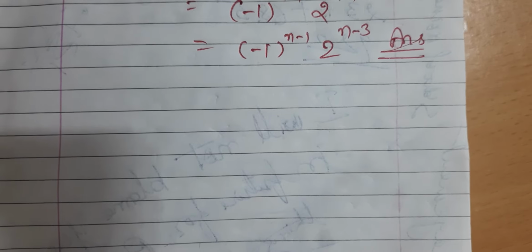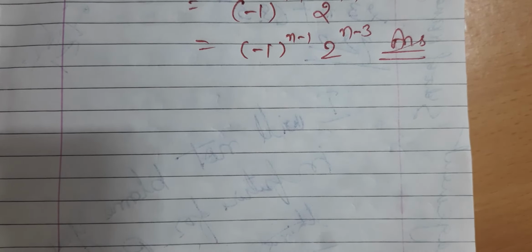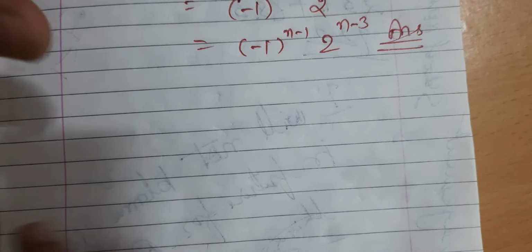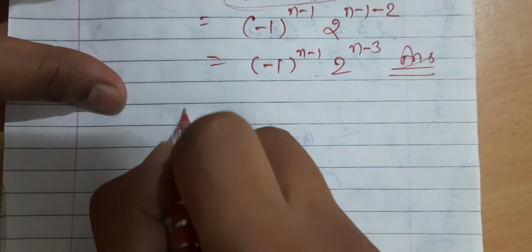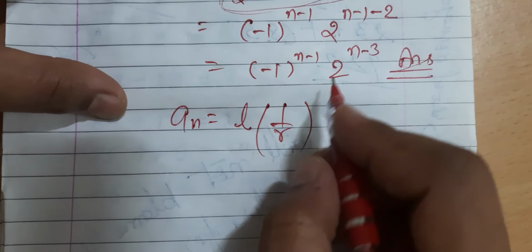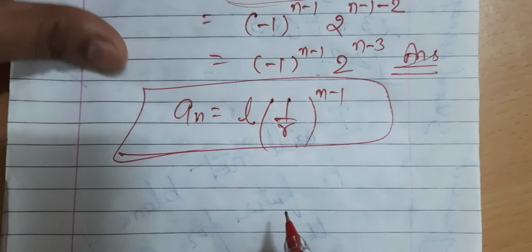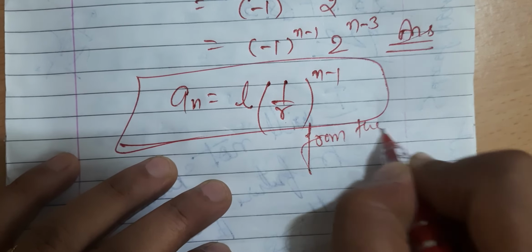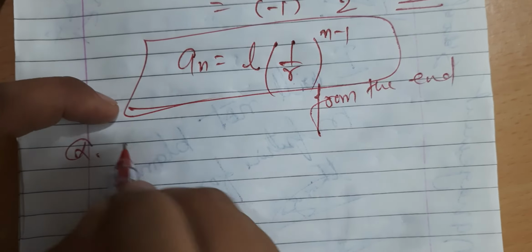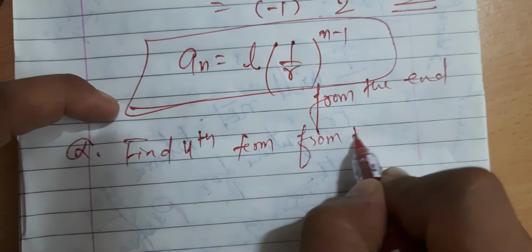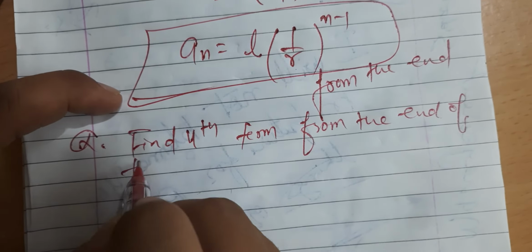Now another type of question is: find the 4th term from the end of the GP. It means if we are given a GP and we have to find the 4th term but from the end. So in that case you just do one thing. You simply use this formula, nth term equals to L into 1 by R raised to the power n minus 1. Here L is the last term and R is the common ratio. This formula we will use when we have to find any term but from the end. Like in this question, find the fourth term from the end of the GP.